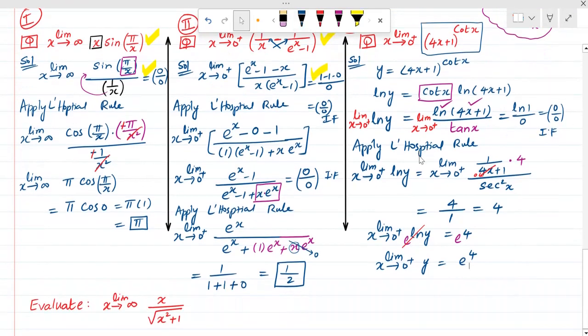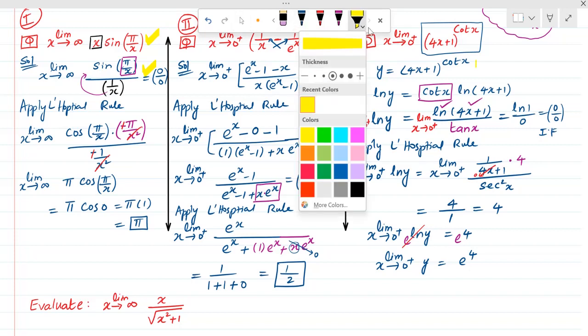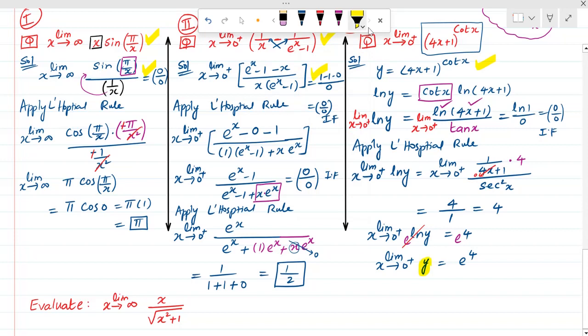And what is your y value? The y value is nothing but the question which is given here. The question here, this is y. Now I just write that part. Limit x approaches 0 plus, y value is (4x plus 1) to the power tan x, equal, the answer is e to the power 4. That's it. So how will you identify this type of problem? Whenever you have a power, I will take ln.